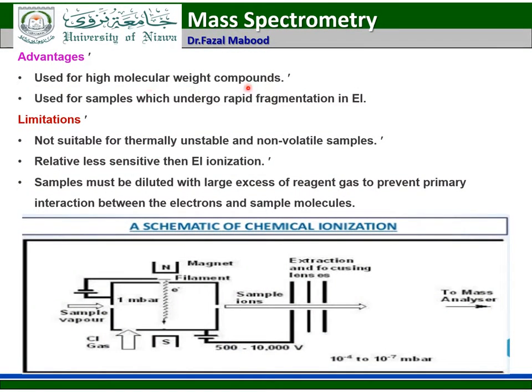Advantages: used for high molecular weight compounds, used for samples which undergo rapid fragmentation in EI. Limitation: not suitable for thermally unstable and non-volatile samples. Relatively less sensitive than the EI ionization source. The sample must be diluted with a large excess of reagent gas to prevent primary interaction between the electron and the sample molecule.